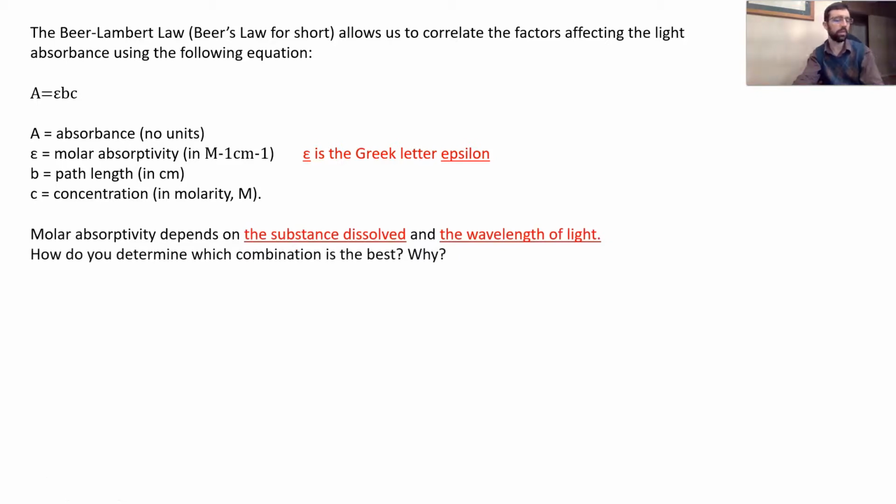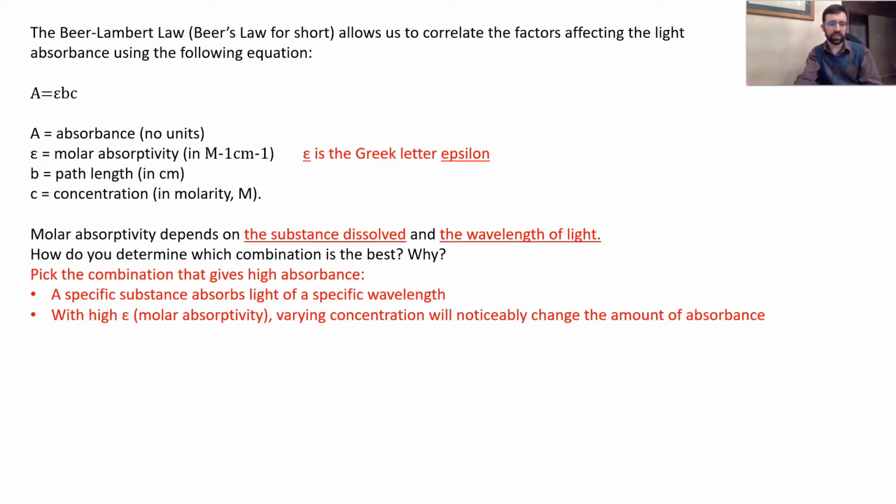So how would we know which combination is best and why? Well, we want to pick the combination that gives us the highest absorbance so that we can identify the concentration of a substance. We want to be able to measure how much of that substance there is. So we want a combination that has a large amount of absorbance. So a specific substance absorbs light with a specific wavelength. We need to think about that when we pick the wavelength of light we're using. With a high molar absorptivity, varying concentration will noticeably change the amount of absorbance. That's the reasoning behind that.